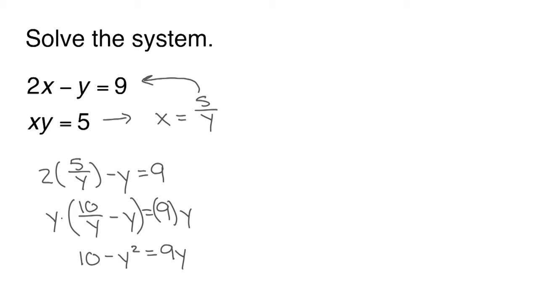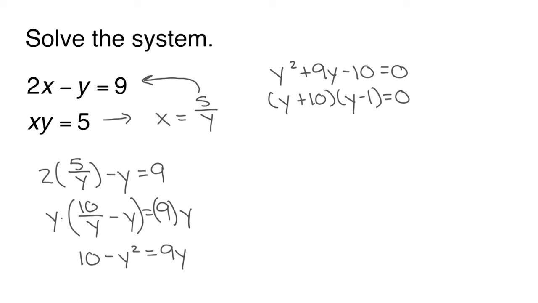We'll now rewrite this so that we have 0 on the right side and we gather all the terms on the left side. When we do that, we get y squared plus 9y minus 10 is equal to 0. We can factor the trinomial on the left side as y plus 10 times y minus 1, which is equal to 0. By the zero factor property, we know that y plus 10 equals 0 or y minus 1 equals 0, which tells us that y is equal to negative 10 or y is equal to 1.